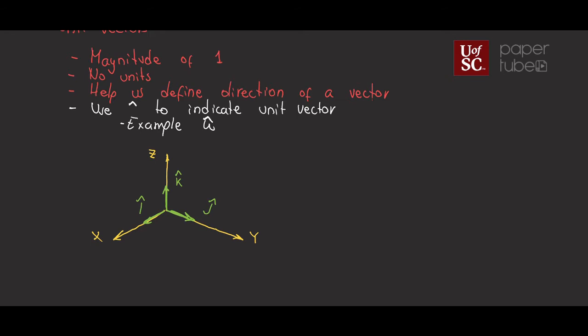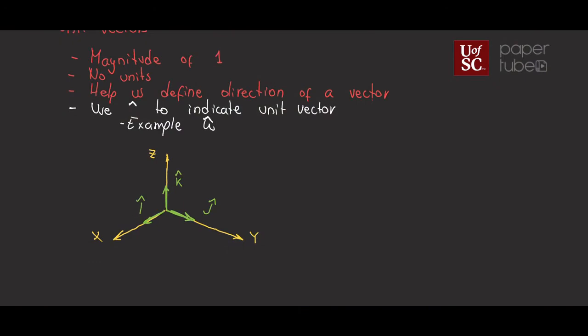Okay, so we looked at the vector decomposition. We looked at unit vectors, and let's put these two things together to be able to express a vector in Cartesian vector form. And that's basically using those unit vectors i, j, and k.